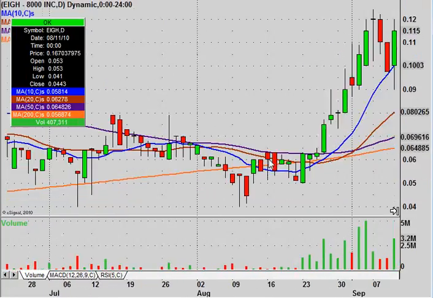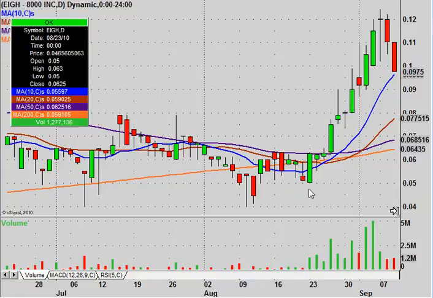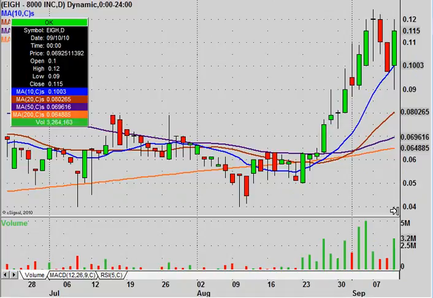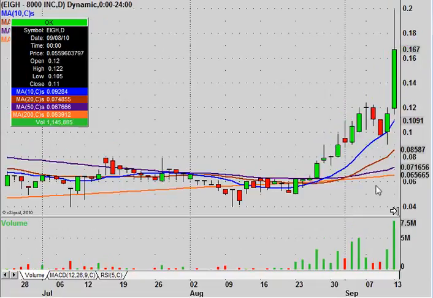If we go back and look at the first move that started in late August and carried into early September, we had basically a bull flag, bull pennant, whatever you want to call it. This would be the flag pole, the big move, and then it did a little bit of consolidating. Notice how it came down to this blue line, the 10-day simple moving average, and that did a great job of providing support.